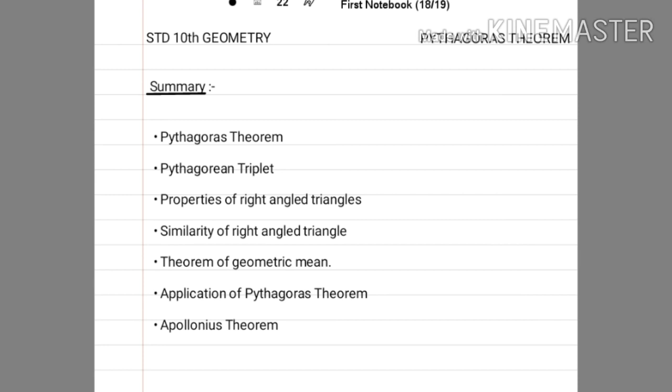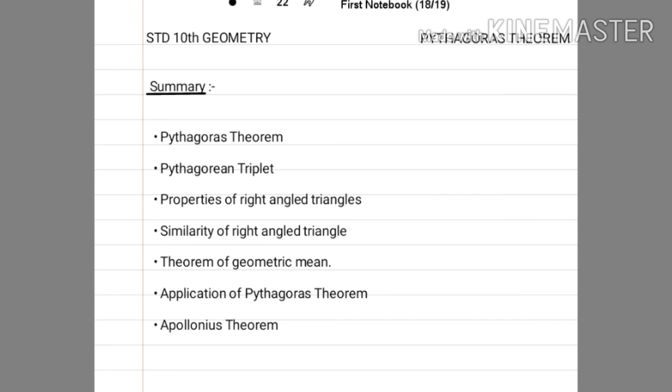Next was the similarity of right angle triangle theorem. In that theorem, we drew a perpendicular line from the right angle vertex of the triangle, and we got three triangles, and we proved those three triangles to be similar to each other. So this is what we have done in that theorem.